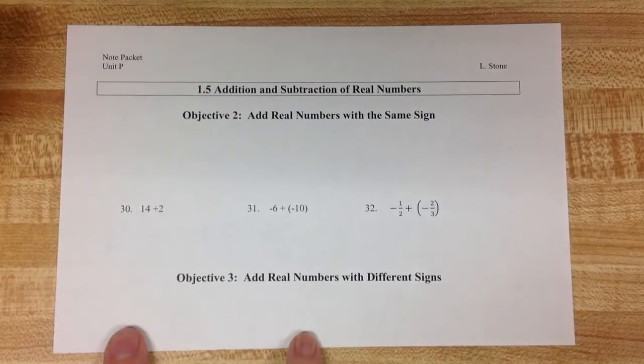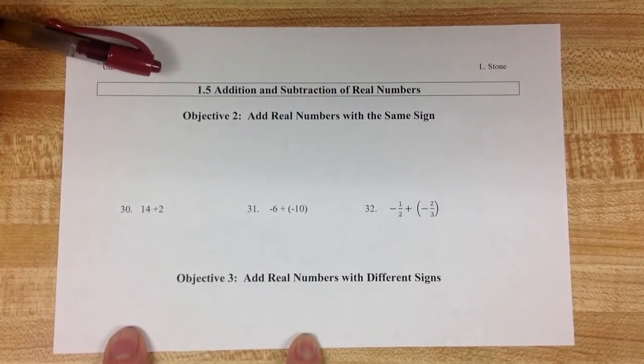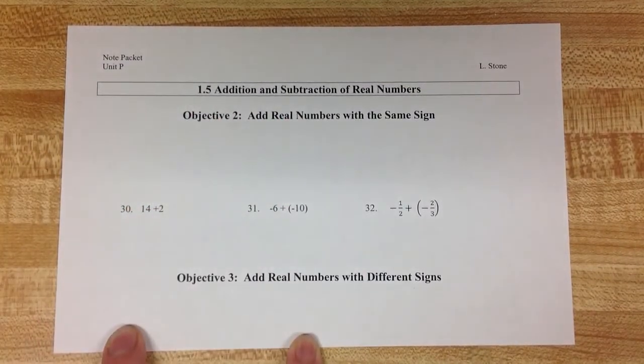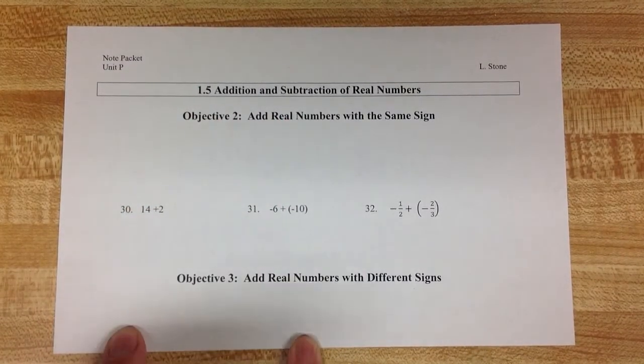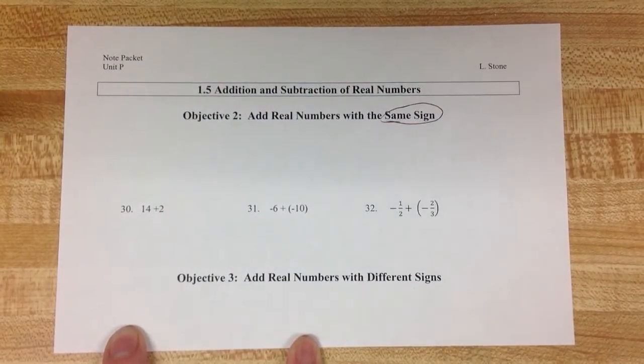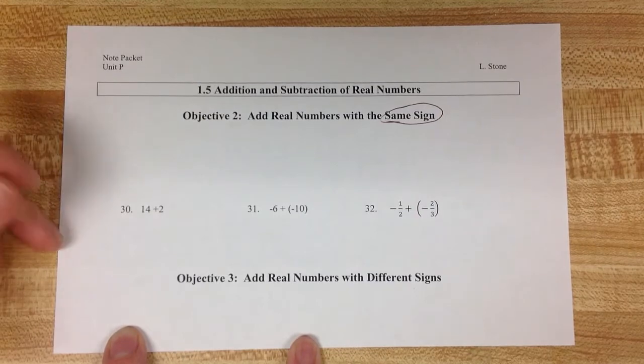In this section, we're going to look at adding and subtracting real numbers. And our first objective is to talk about how we add real numbers that have the same sign. So in other words, both of the numbers are positive or both of the numbers are negative.